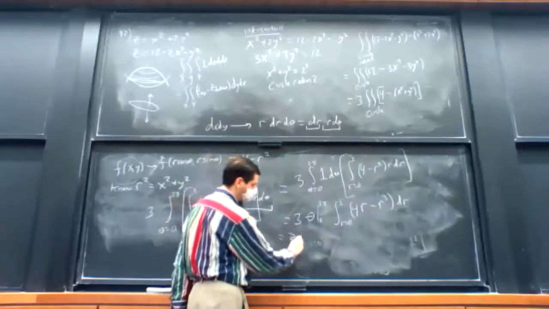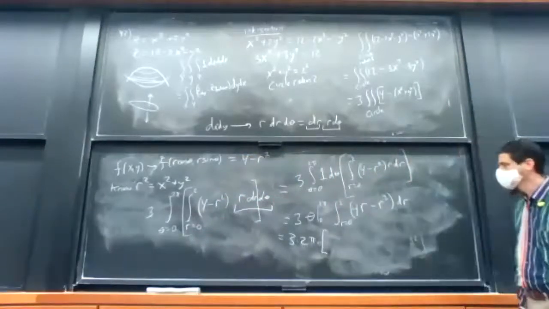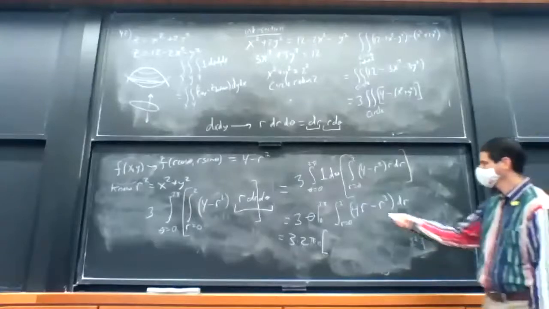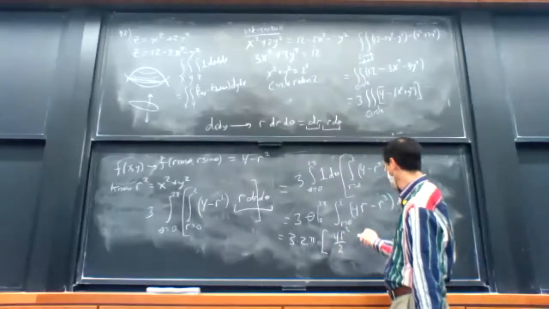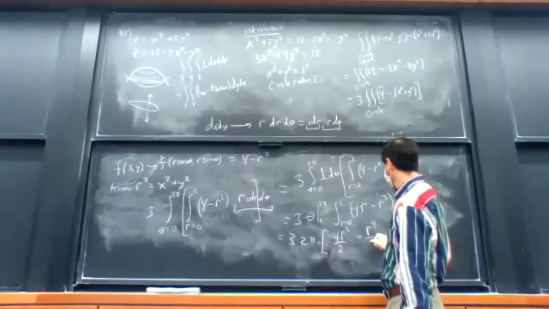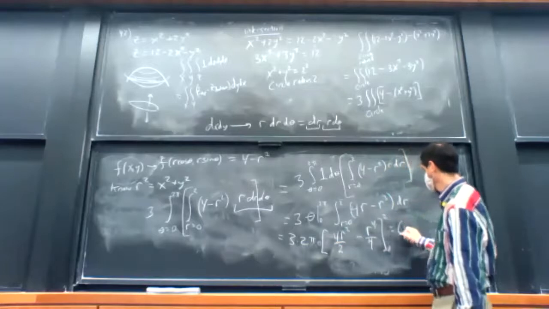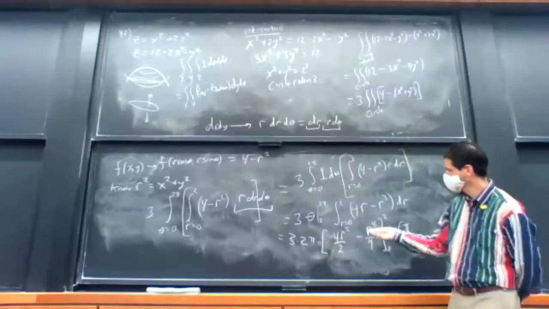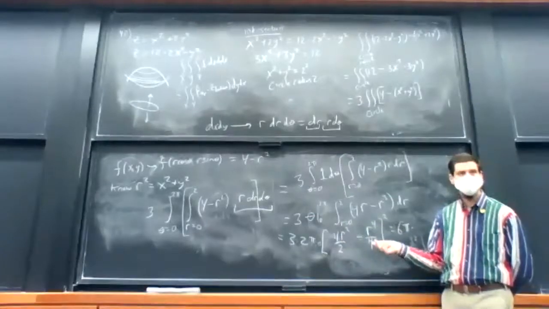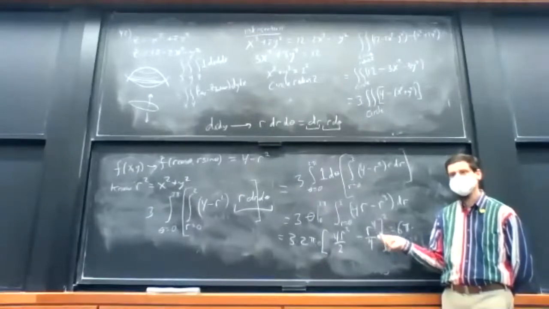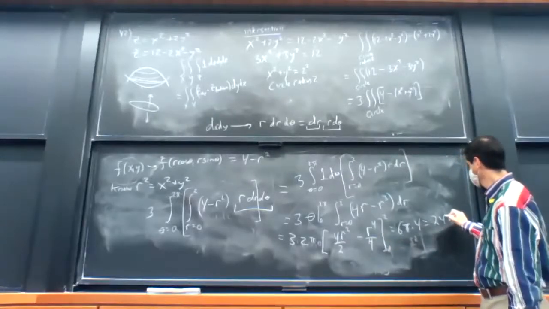So the first one is going to be 2 pi. And now I need to find the antiderivative of 4r minus r cubed. Well, the function that has derivative 4r would be 4r squared over 2. And the other one would be r to the 4th over 4. And we evaluate this at 0 and 2. When we put in 2, we get 16 halves minus 16 fourths. So it should just be 16 fourths, which is also known as 4. So it should just be 24 pi.